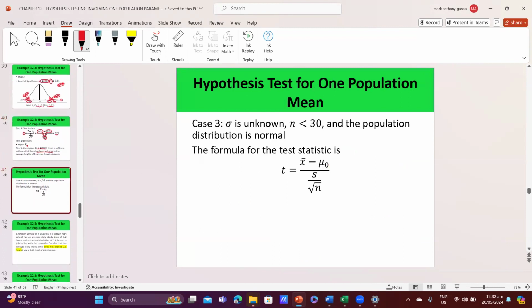And then we have the third case in hypothesis testing for the one population mean, which is whenever the population standard deviation sigma is unknown, the sample size is less than 30, and this is the formula that we will be using for the test statistic. So we're going to use the t-distribution, and the formula for the test statistic value is the sample mean minus the hypothesized value of the population mean over the sample standard deviation divided by the square root of the sample size, small n.